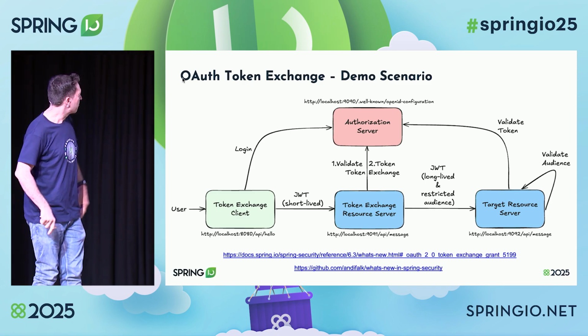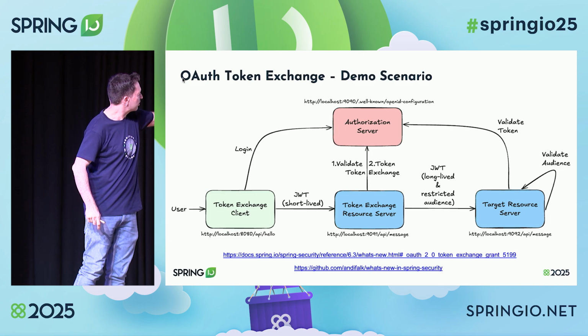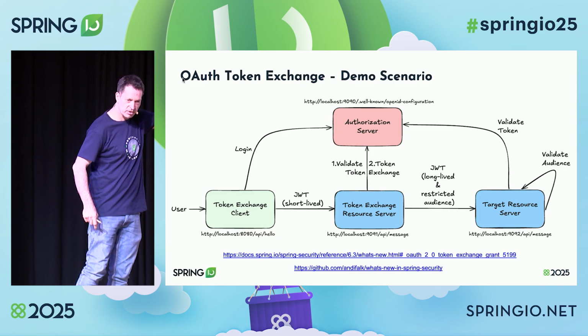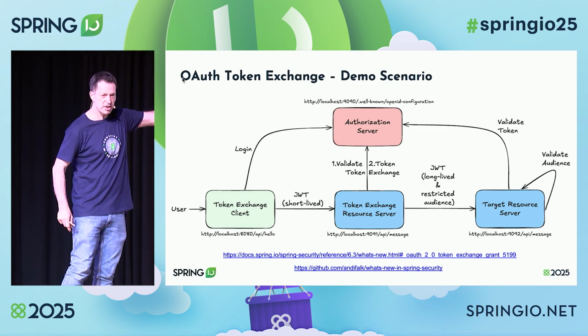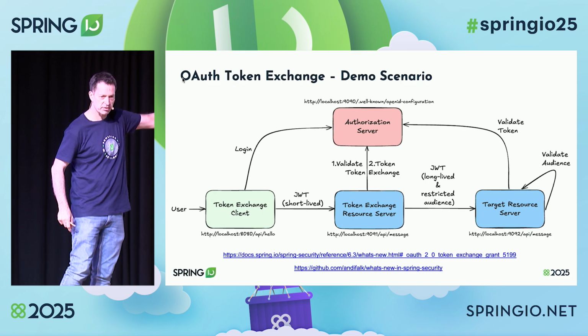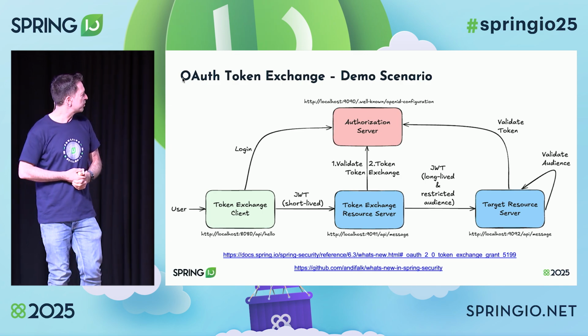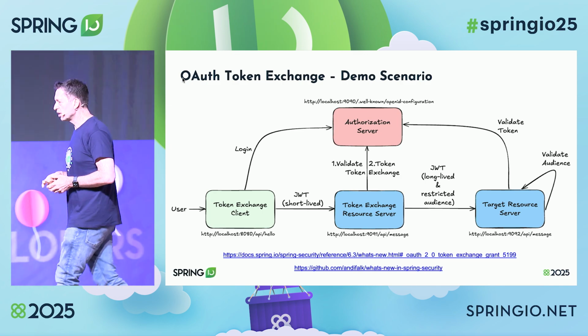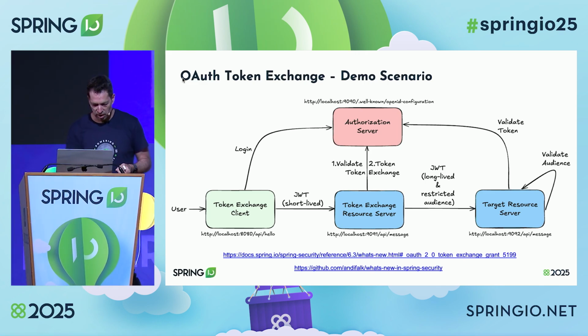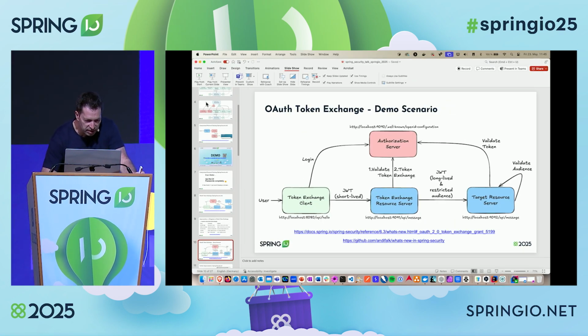So I have here a client, a token exchange resource server that does the token exchange, and I have a target resource server that only works with that restricted audience. So that's the demo here. I quickly just show how it is basically set up.